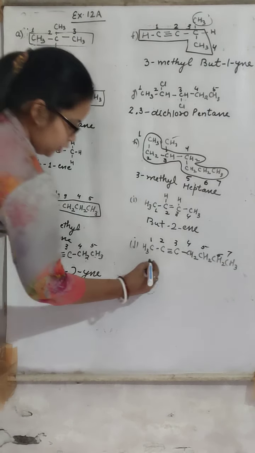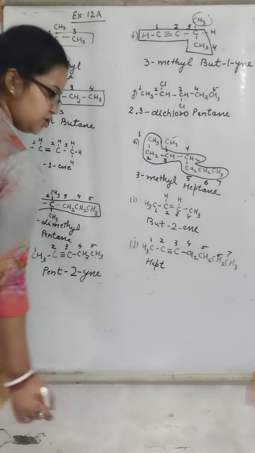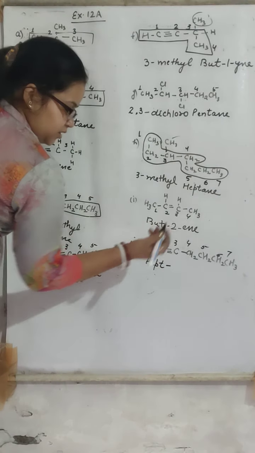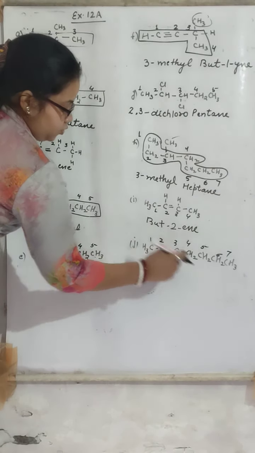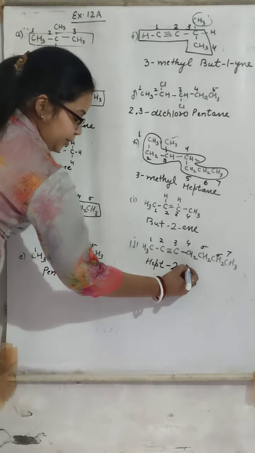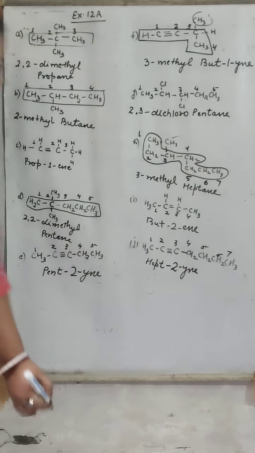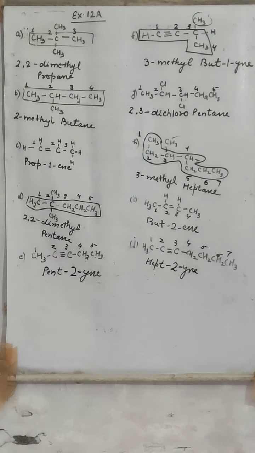Now for 7 we use what? Hept. All single bonds are not there. There is a triple bond. So at what position is the triple bond present? Second position. And the triple bond suffix is yne. Now no other alkyl is present. Nothing is present. So your answer will be hept 2 yne.